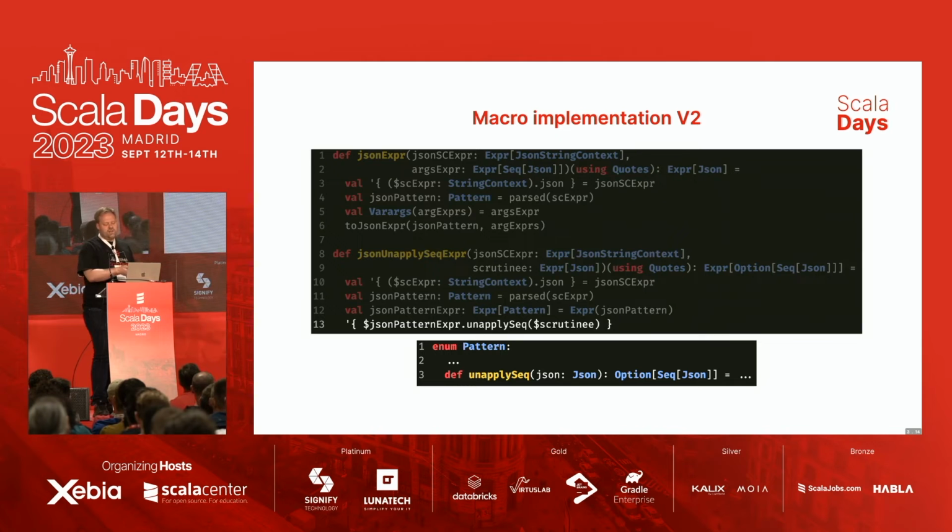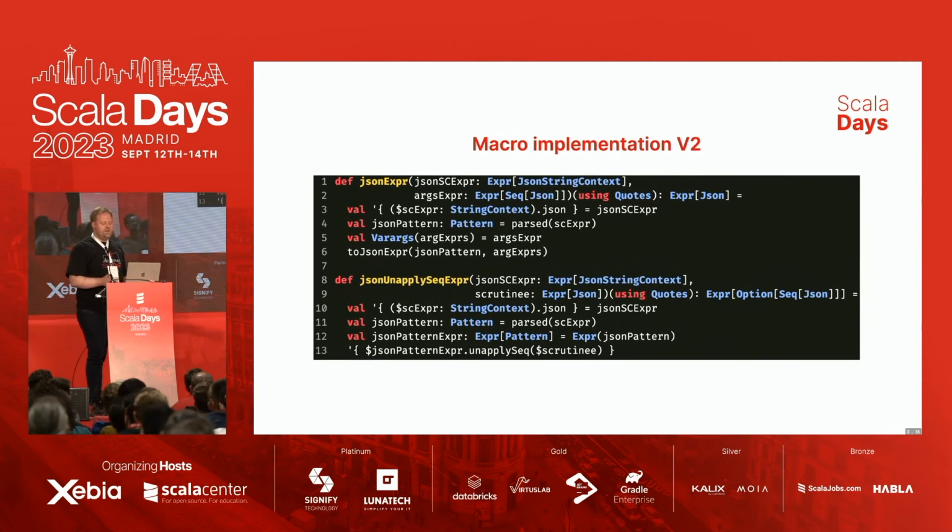And to do that, we can just define an unapplySeq method on pattern and just insert the creation of the pattern in code and the scrutinee, so we can call the unapplySeq explicitly and do the pattern matching. I'm not going to go into the unapplySeq because, again, it doesn't have any macro implementation details. But that's basically all we need to implement an unapplySeq.